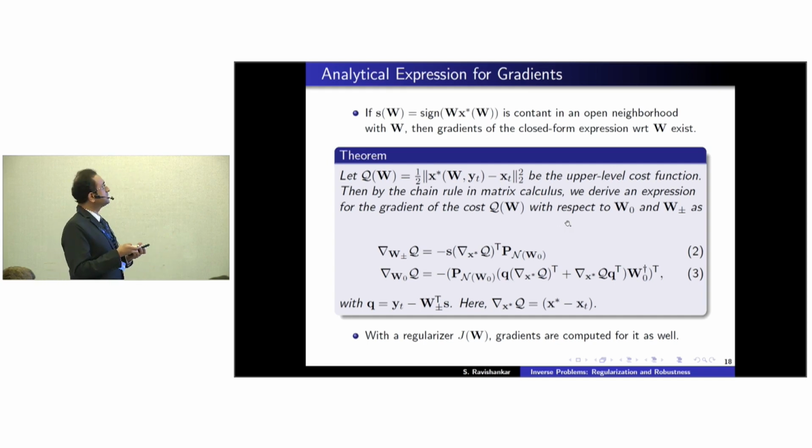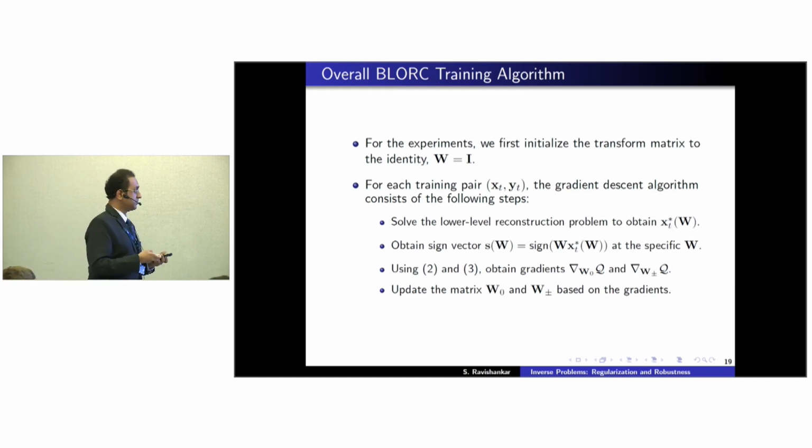Now that we can compute gradients, we can design our algorithm. How do we solve this bi-level optimization? It's an exact gradient descent algorithm. We initialize our transform matrices with the identity, and this turns out to be an important initialization compared to the random initialization we use in neural networks. We found that the identity is a better initialization, and maybe it's tied to sparsity, so that's something to think about. For every training pair, we solve the lower level optimization problem to find x star, and from x star we find the sign of Wx star. Once we know the sign of Wx star, we can compute the gradients because the sign determines the closed form expression for x star. From that, we compute the gradients, update the transform, and process another training pair or a batch of training pairs.